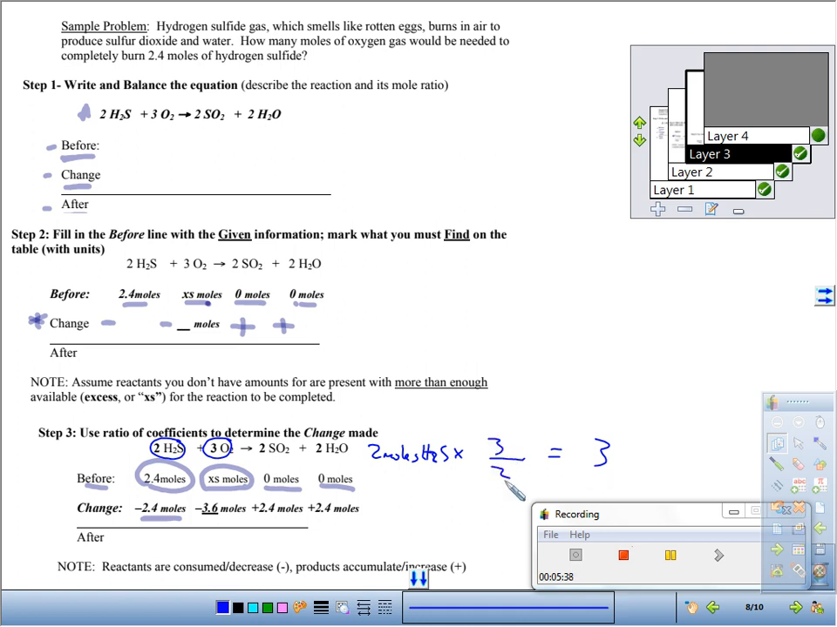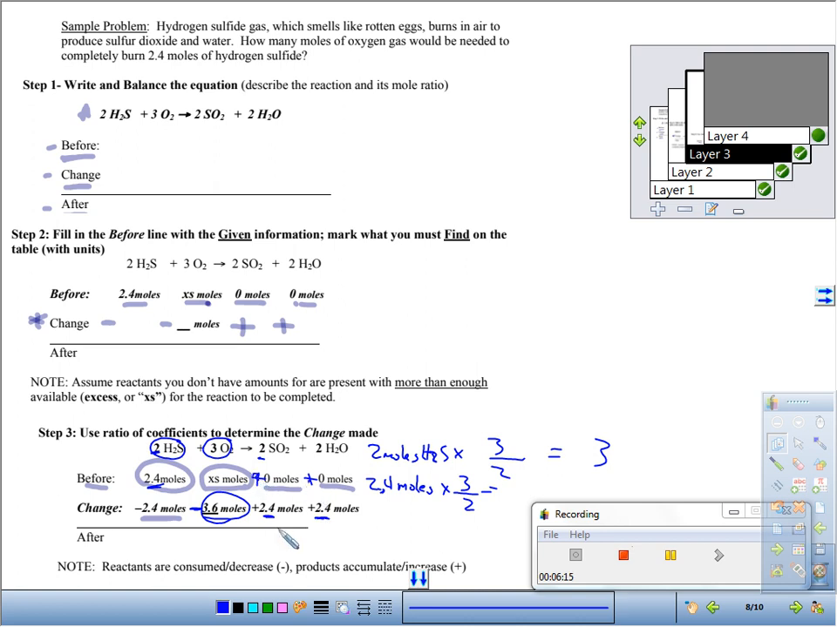So if I say 2.4 moles of my H2S, and I need to get labels and units and all these, but I'm trying to hurry so we don't run out of time, times 3 over 2, that's how they got the 3.6, and that's going to be used up. And the nice part about this is because it's a 1-to-1 ratio, if we use 2.4 moles here, I have to gain 2.4 here. And again, I got to gain 2.4 here. So again, this change should be here.